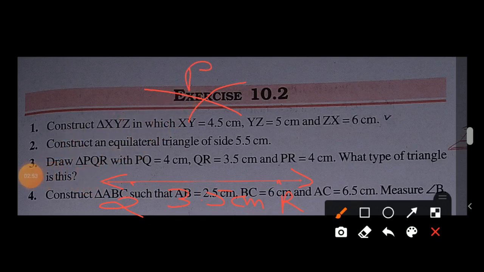This is our P point. The intersecting point of these two arcs is P. Then we join P with Q and P with R with the help of ruler and pencil.